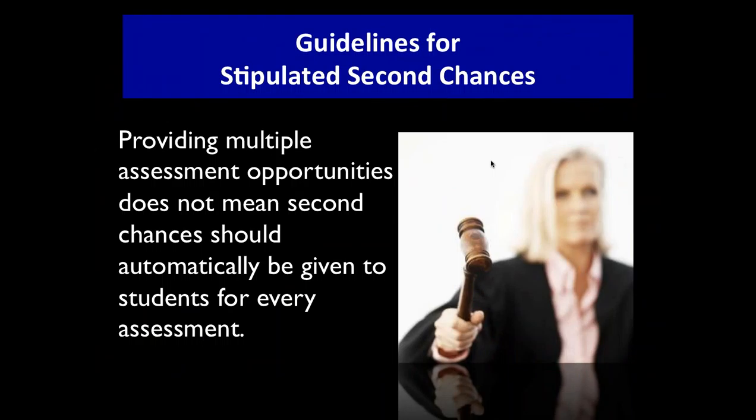The guidelines for stipulated second chance should mean that we don't have to give an automatic makeup for every assessment. Not every assessment is equally important. Some students could make up on a future assessment or on another task down the road, so we don't have to think that it's about making up each and everything in our gradebook, which causes more consternation for teachers and students than is necessary.